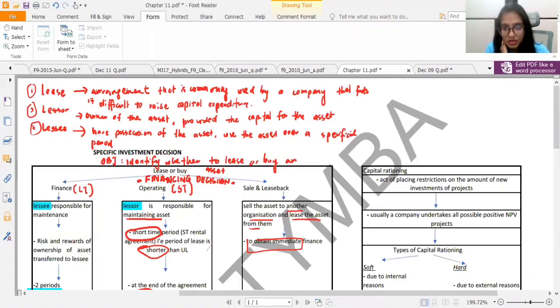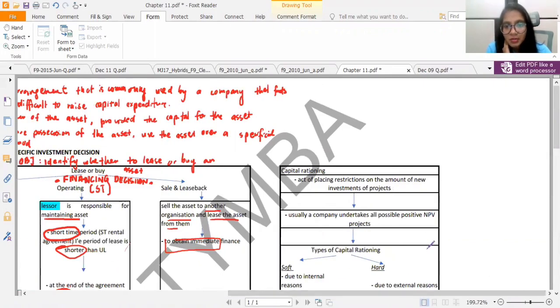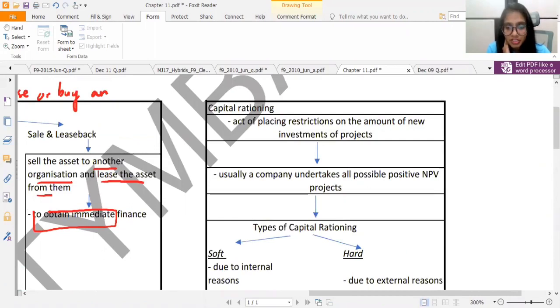Okay, so this is our final part of chapter 11, which is capital rationing. So what are we going to do in capital rationing? What will we talk about in terms of capital rationing? So guys, please remember, every topic that we do, there is an objective of why we do it.